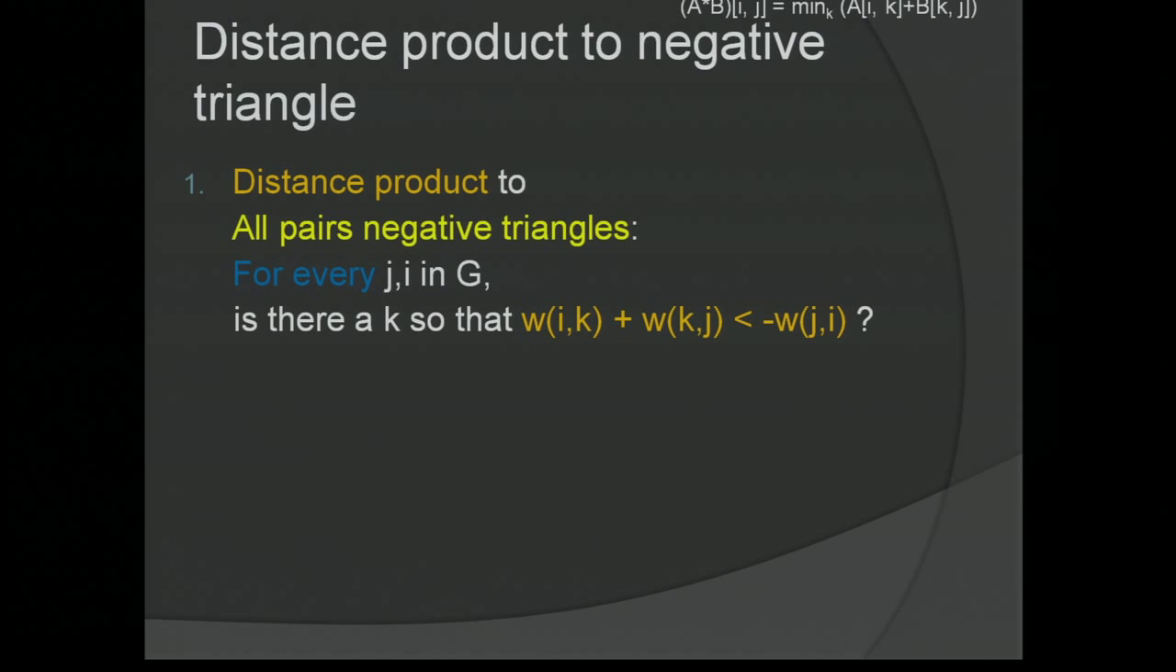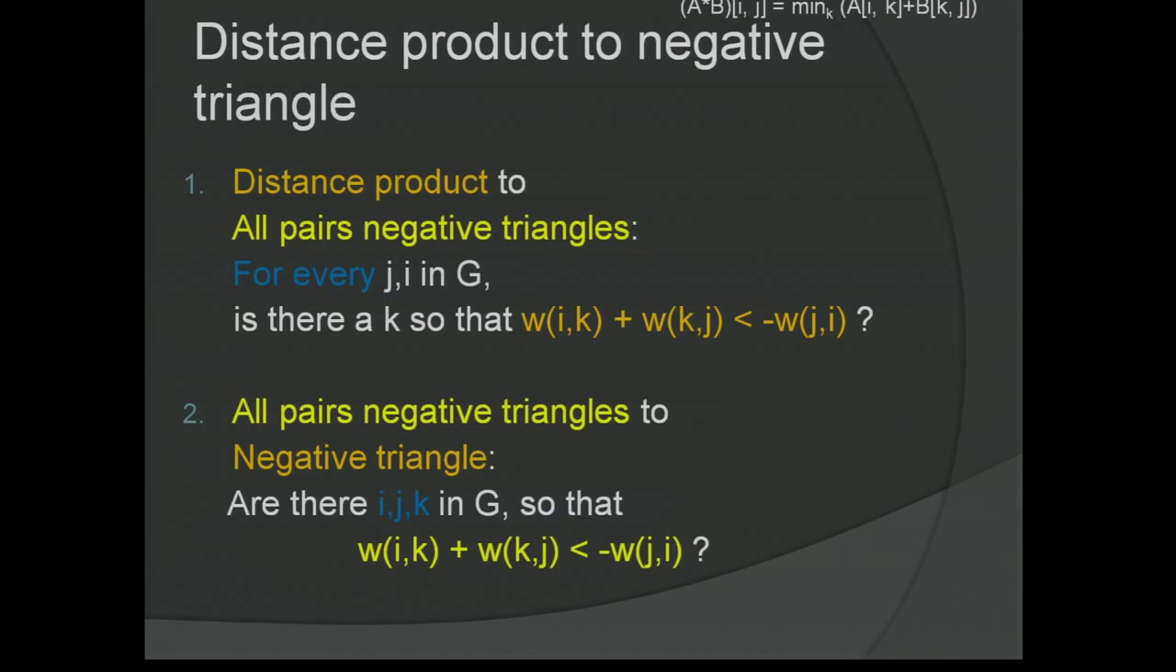Okay, so the first thing we'll do, we'll reduce distance product to this intermediate problem, and then we'll convert the intermediate problem, a problem where you need to compute something for all pairs of nodes, into something that only needs to decide a single condition. Okay, so I will start with the first part, and then I'll show you the second part, which will be the most interesting part of the reduction.